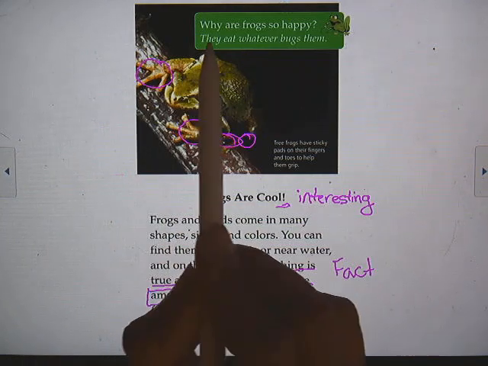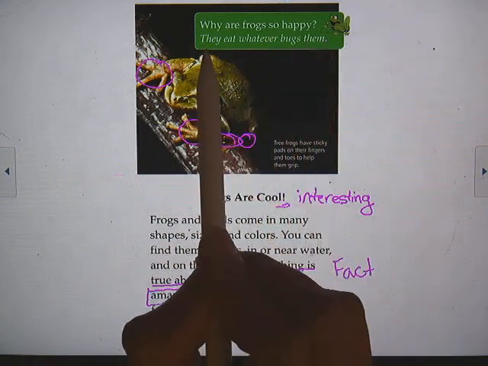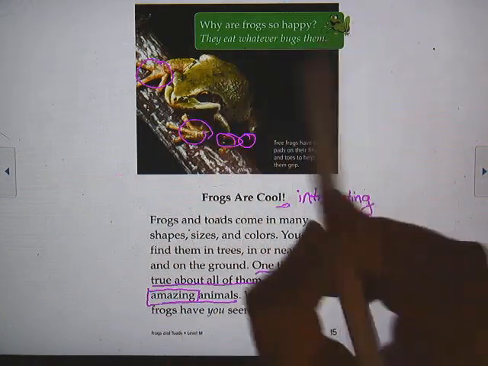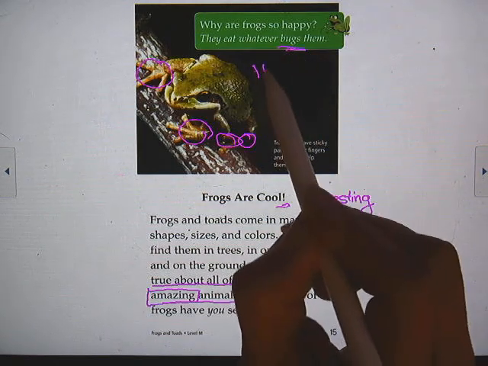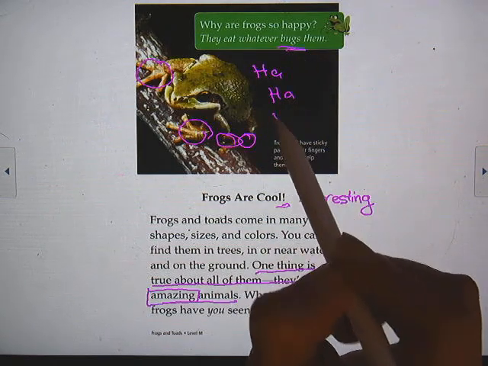Another joke. Why are frogs so happy? They eat whatever bugs them. All right, ha, ha, ha. Funny, funny.